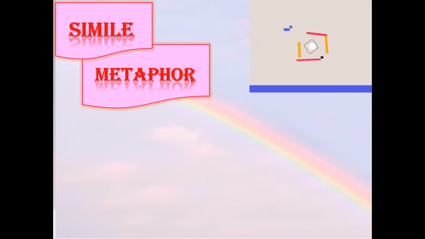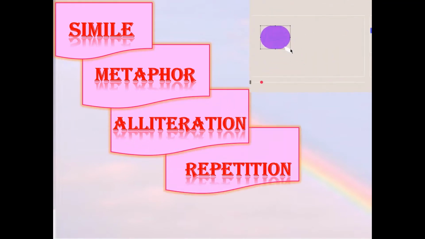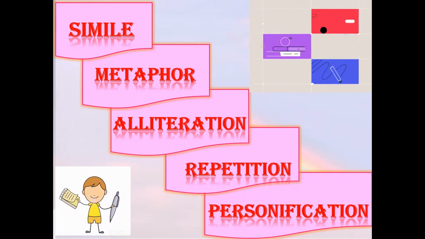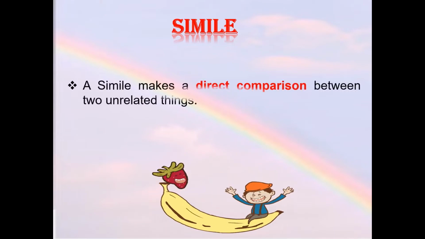There are hundreds of figures of speech in English, but today in this class, we will focus on 5 important figures of speech. They are simile, metaphor, alliteration, repetition, and personification. Now let us look at each of it in detail. The first figure of speech is simile.